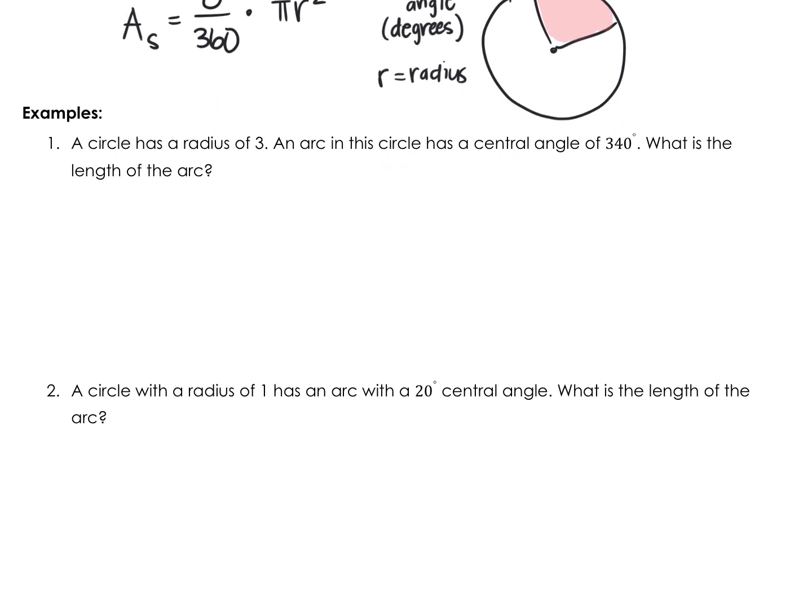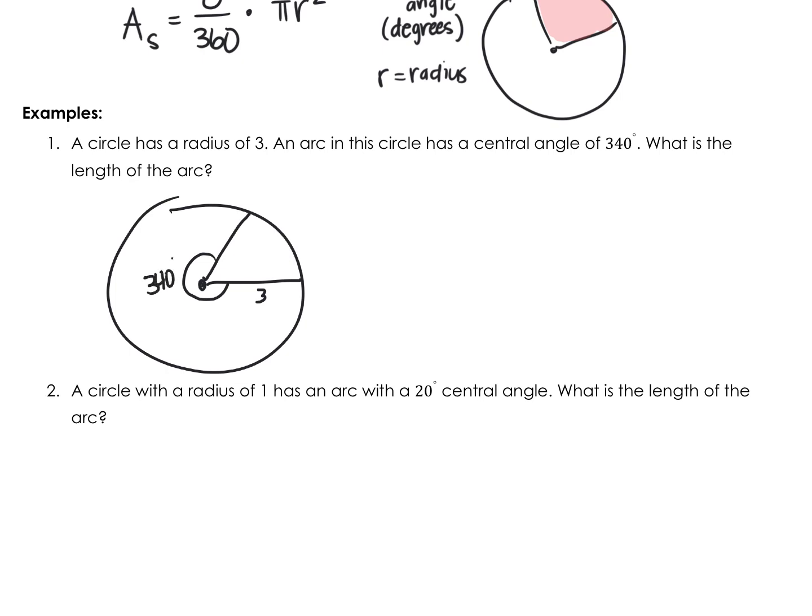Let's do some examples. A circle has a radius of 3. An arc in the circle has a central angle of 340 degrees. What is the length of the arc? So I have my circle, I have a radius of 3, and 340 degrees is my central angle. We're trying to find the arc along this piece.